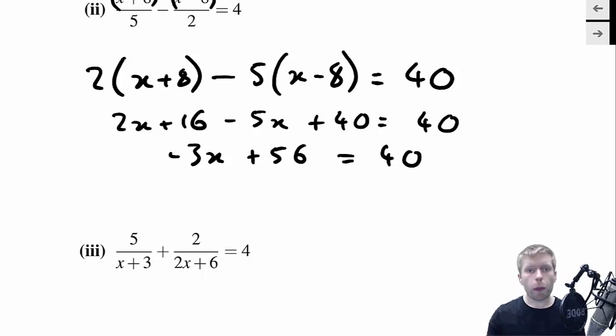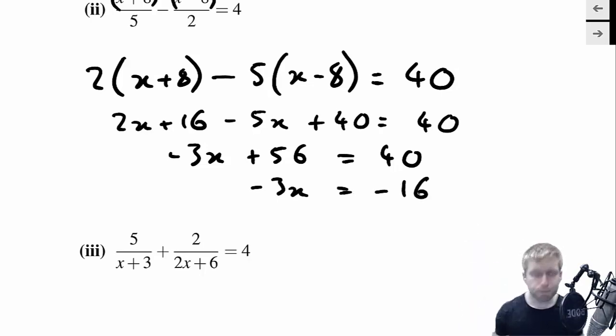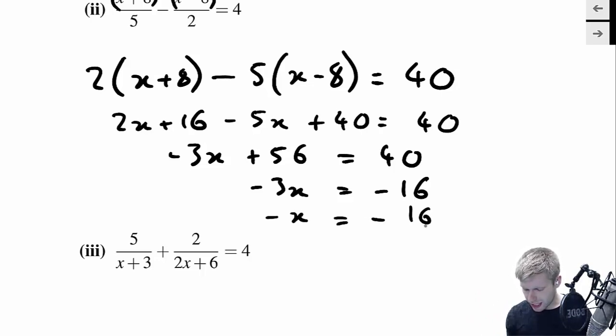Now I can solve this properly. So plus 56, I'm going to get rid of that by taking away 56. So I end up with negative 3x equals, what's 40 take away 56? It's going to be negative 16. And then I just divide both sides. Well, I'm going to divide both sides first of all by 3. So I'm going to end up with negative x equals negative 16 by 3.